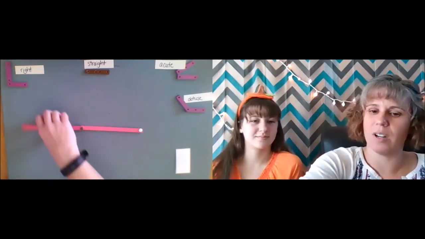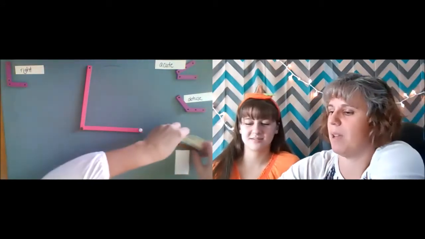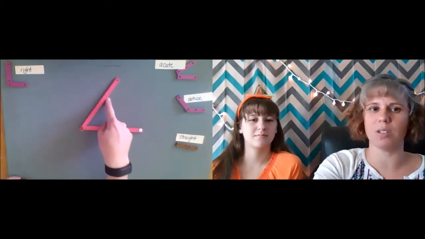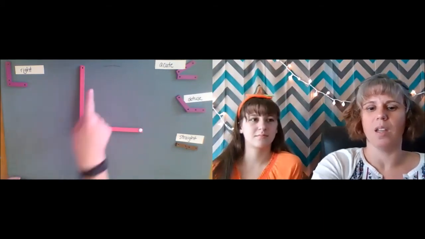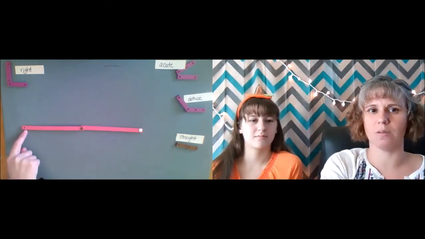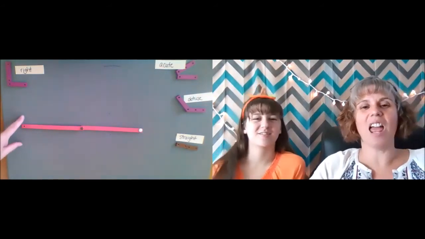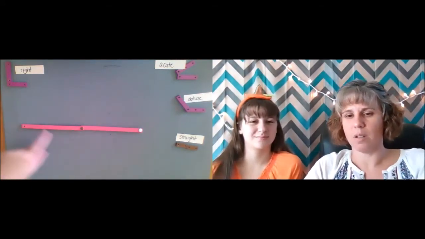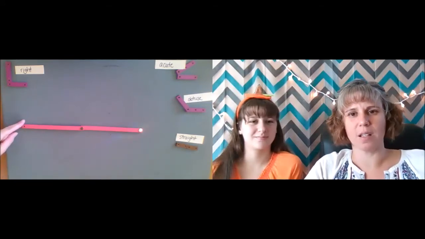Okay, let me start this over again. Oh, straight can't sit there. Straight's in the way. Okay. All right. When we start here, when the lines match, there's no angle. There's no space between them. But then we have acute, acute, acute, right? Obtuse, obtuse, obtuse, straight, right there. And then everything larger than a straight angle is called reflex.